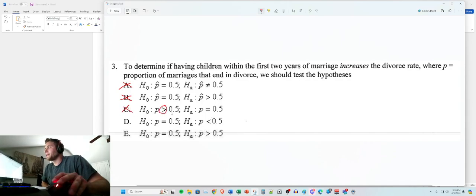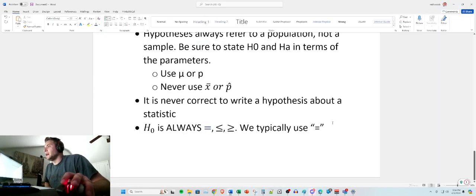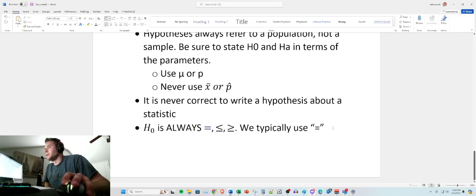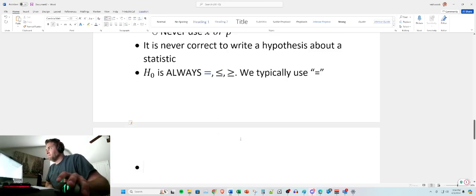So the null hypothesis is always going to be an equal sign. Now in your MyOpenMath, it will sometimes be a greater than or equal to or a less than or equal to, which is fine. So you'll just have to work through that. Now we want to figure out what to do with the last part of this, and so we'll write about that.